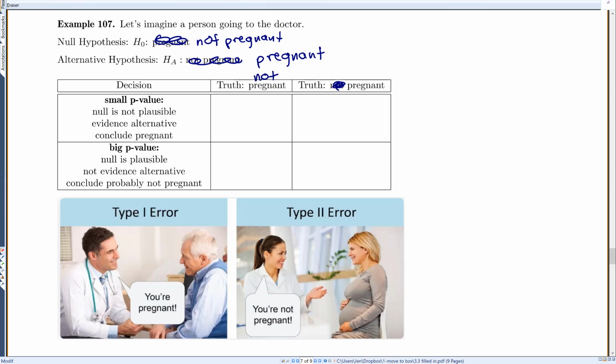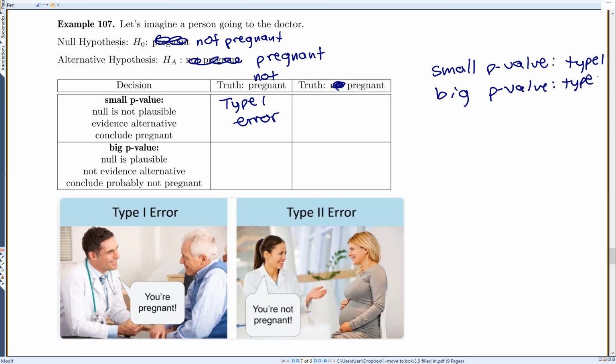To make it match up above, let's just rewrite these. So the truth for the first one is not pregnant. Truth for the next one is pregnant. Okay, so if the truth is that you're not pregnant, but you decide you're pregnant, well, that would be an error. Specifically, this is what we call a type 1 error. So type 1 error always goes with small p-value. So small p-value, if you make a mistake, means it's type 1. Big p-values, if you make a mistake, is going to be type 2.